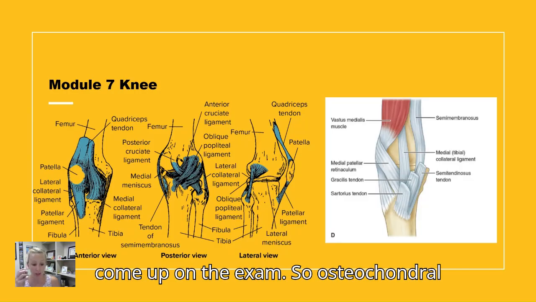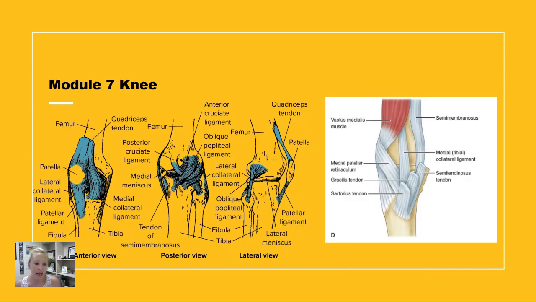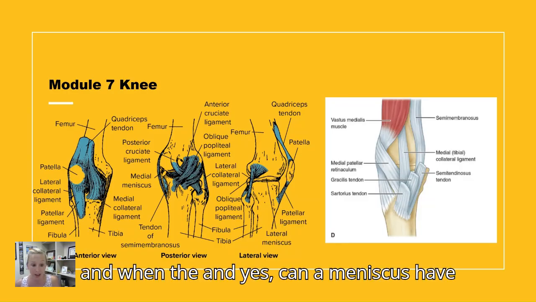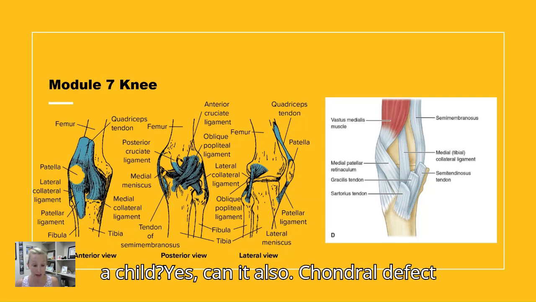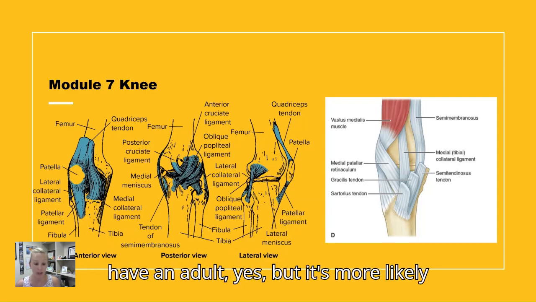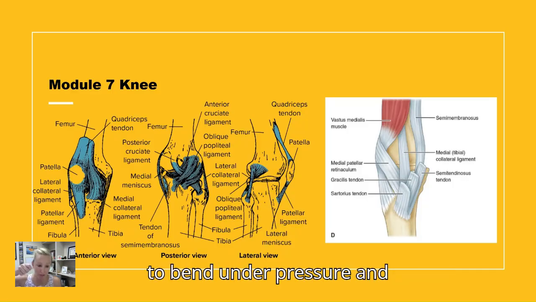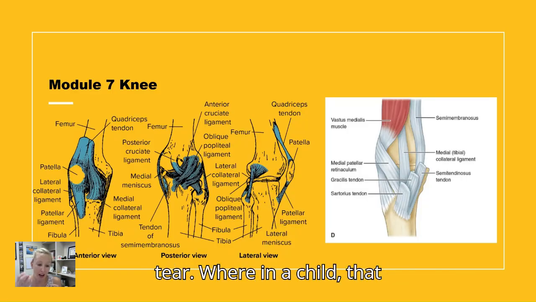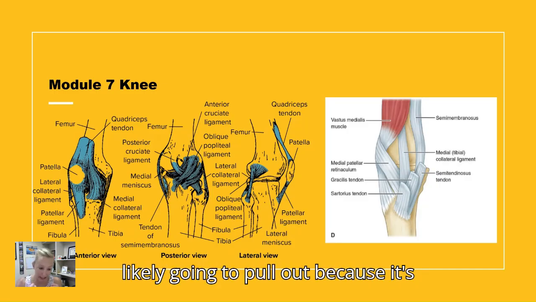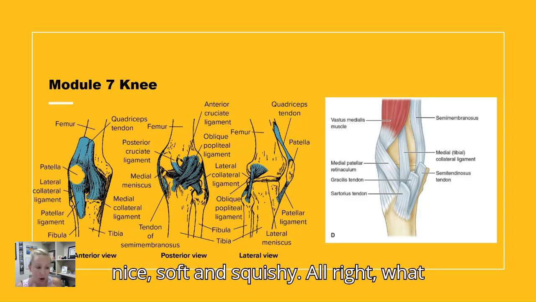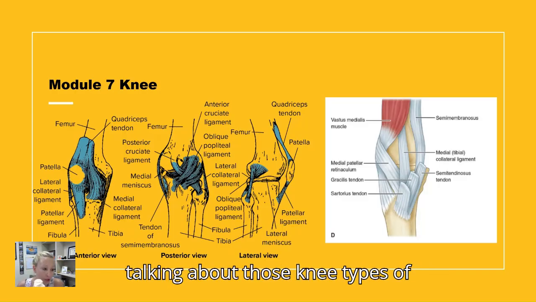So osteochondral defect is when the cartilage pulls off, and yes, can a meniscus tear happen in a child? Yes. Can an osteochondral defect happen in an adult? Yes. But it's more likely to be meniscus in an adult because the bone is strong and the meniscus is going to bend under pressure and tear. Whereas in a child, that osteochondral defect, that cartilage is likely going to pull out because it's nice, soft, and squishy.